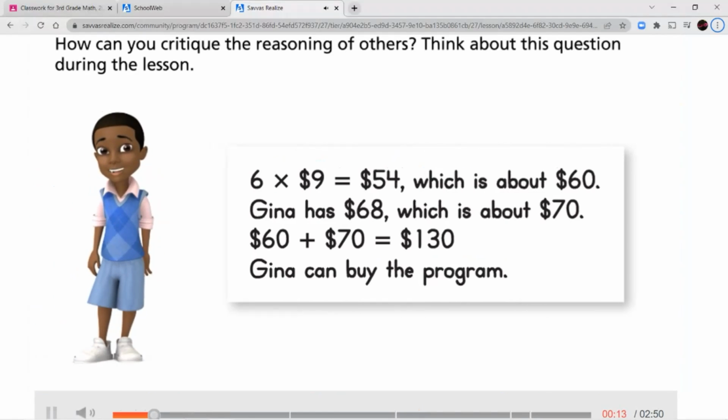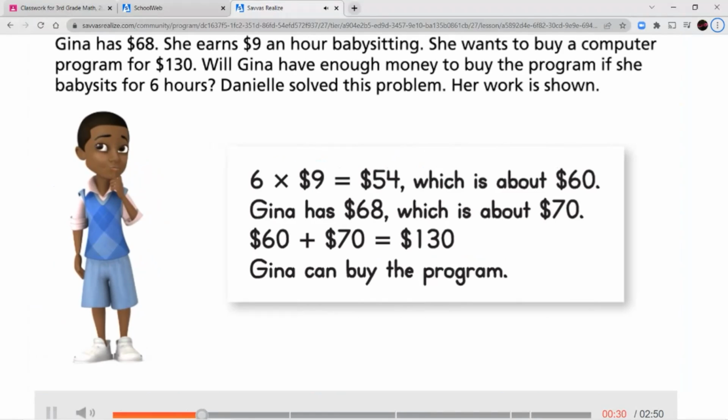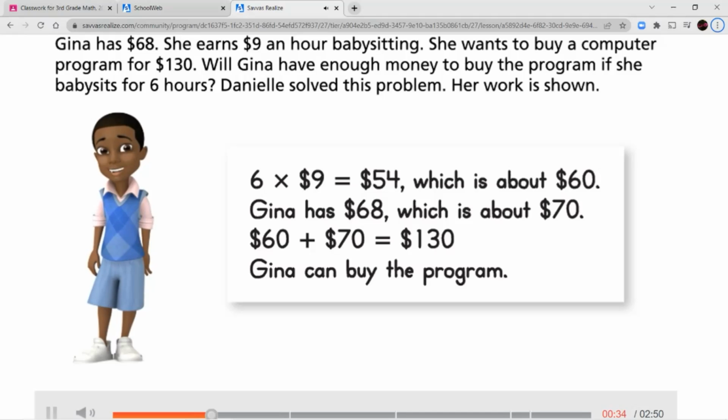How can you critique the reasoning of others? Think about this question during the lesson. Gina has $68. She earns $9 an hour babysitting. She wants to buy a computer program for $130. Will Gina have enough money to buy the program if she babysits for 6 hours? Danielle solved this problem. Her work is shown.